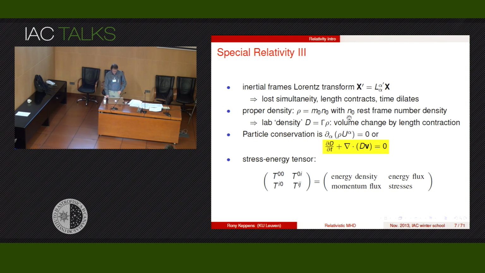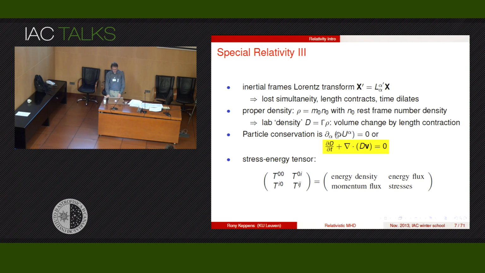So if I start with particle density, particle number density, okay, then I can reason as follows. So here the proper density would be sort of rest mass times a rest frame number density. Okay, I'm going to quantify number densities in the rest frame. And then I will differ from a lab density by the fact that, well, if things move past with a certain speed, then the volume will be influenced in the direction of the motion, and so there is length contraction. So it shouldn't surprise you that there is a factor of gamma, the Lorentz factor, in between.